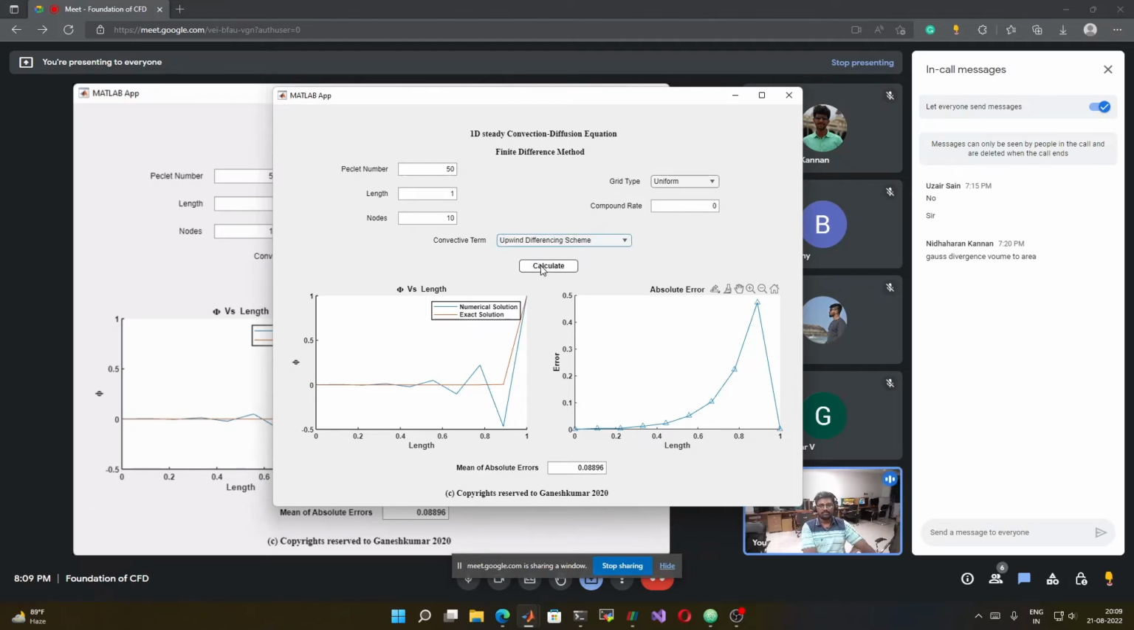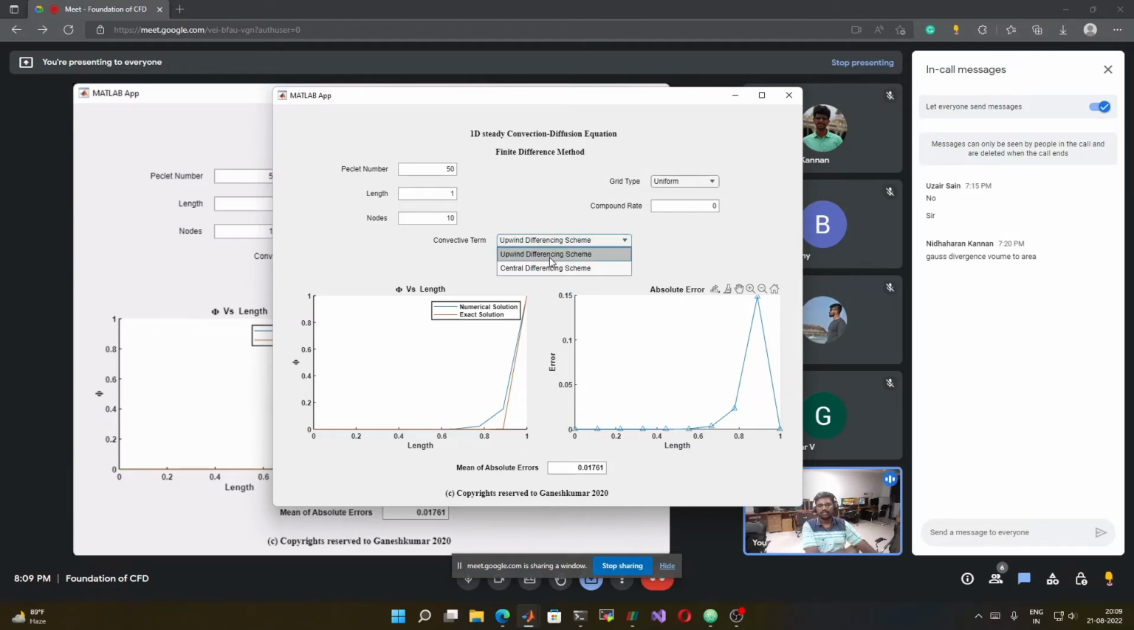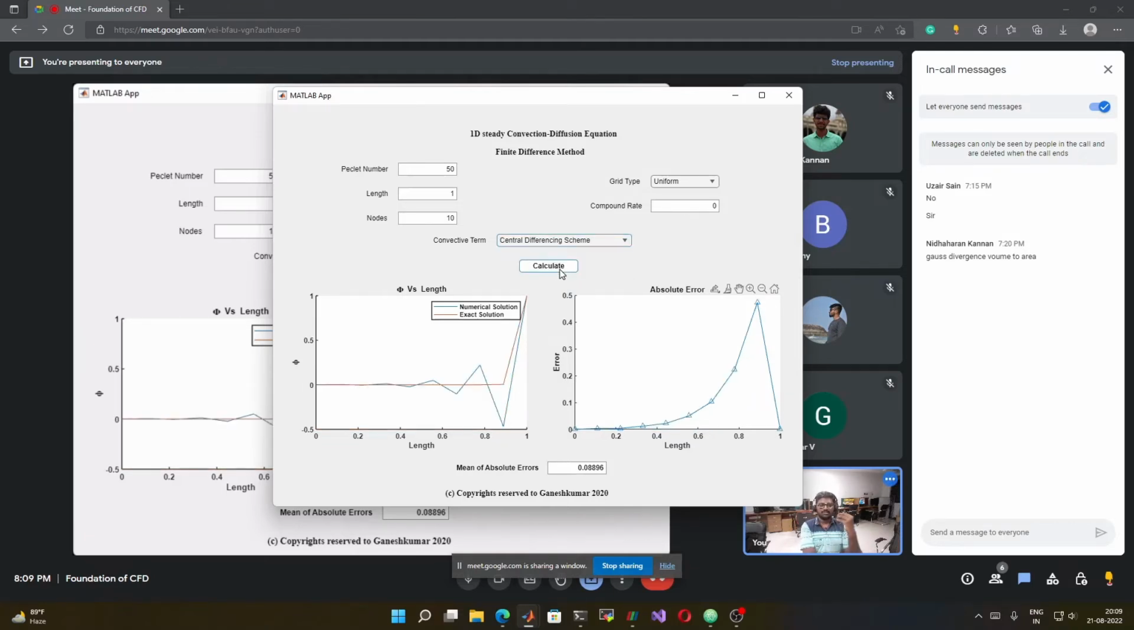So if you change it to upwind scheme, you are going to get physical results. It may not be accurate, but you are going to get physical results. But if you change it to central differencing, you are going to get this unphysical oscillation. So when can we stop this? Your local Peclet number should be less than 2. That's how you will stop this from happening.